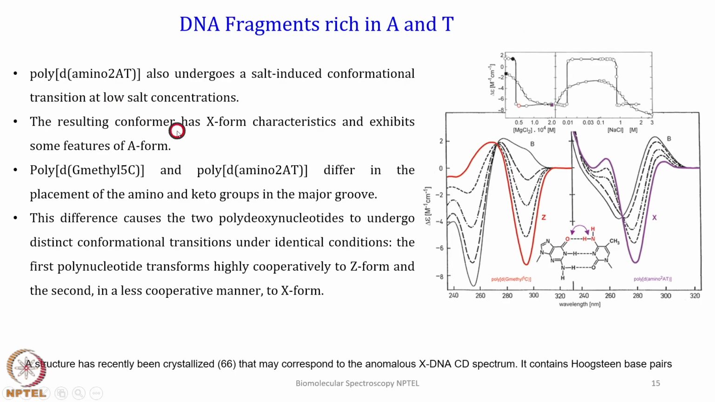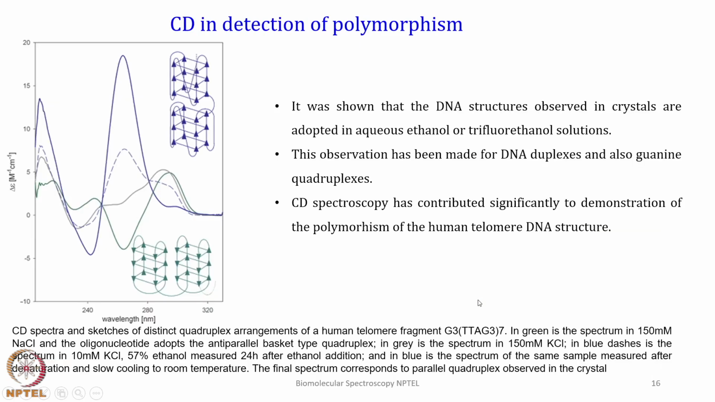Similarly, you can look at a DNA fragment which is rich in AT. AT can have a different signature than GC. This is the poly d(AT). It undergoes salt-induced conformational change. One can see the conformational change happening here with magnesium or sodium, and what kind of ellipticity change happens. So, basically you can use the CD signal to monitor all the structural transitions that may be happening.